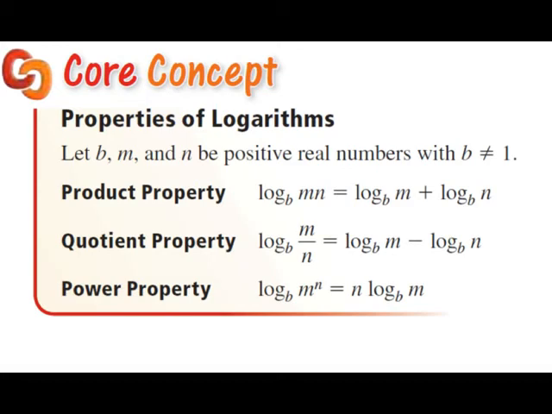There's three major rules that we're going to use. One's the product property, which basically says if you have two values multiplied together, m and n, you could actually separate it into two logarithms by placing an addition sign in between the two. So multiplication becomes addition. Same thing as multiplication, division has its own rule. If you have a log of two values divided, you can actually take the log of the numerator and subtract the log of the denominator from it.